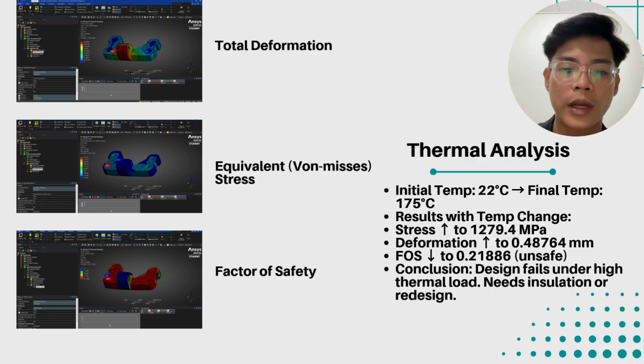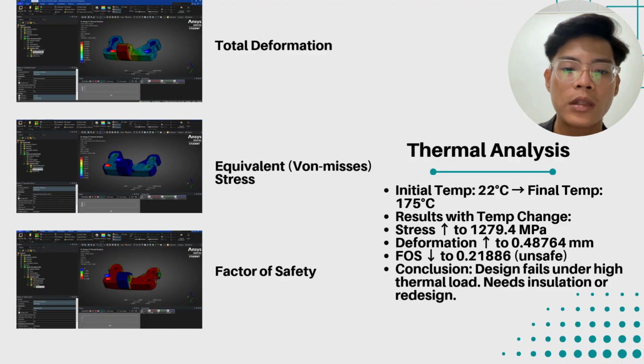Cause of thermal stress: aluminium's high thermal expansion coefficient causes the bracket to expand, but fixed supports constrain the movement, creating internal stress. Stress concentrates at the top hole and base where mechanical load and thermal expansion interact. The implication: without design change, repeated thermal cycles could lead to crack initiation or permanent deformation in the structure. The result highlights a gap between static and thermal performance, emphasizing the need for thermal-aware design.